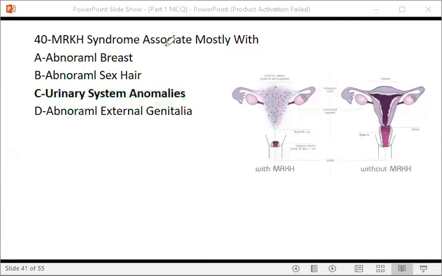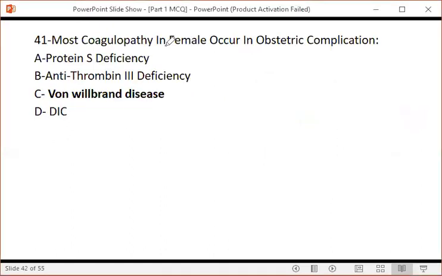Okay, guys, let's go to the next. Most common coagulopathy in females and obstetric complications occur in protein S, antitrypsin, von Willebrand, or DIC? Of course, the answer here is von Willebrand disease. تمام? It is the most common. تمام?